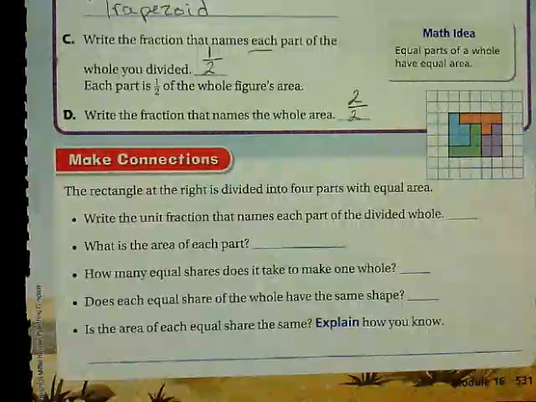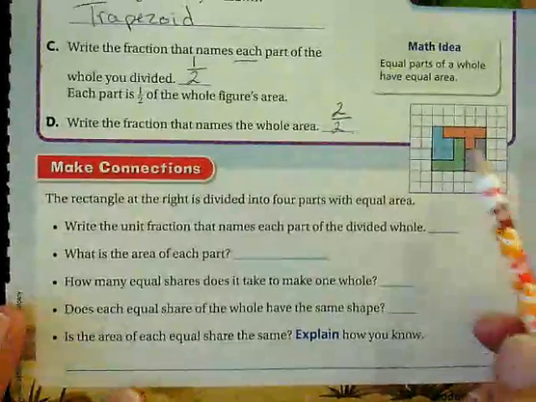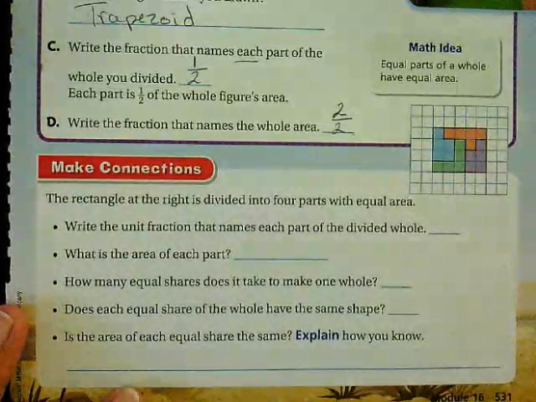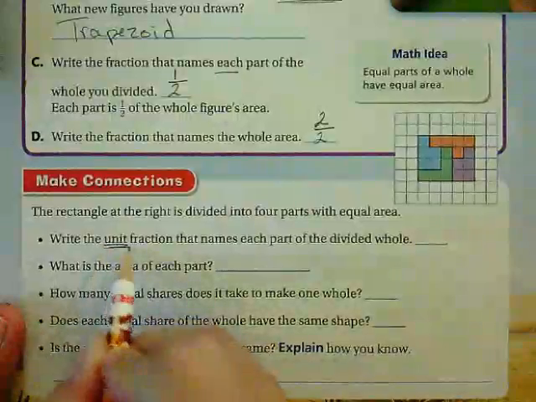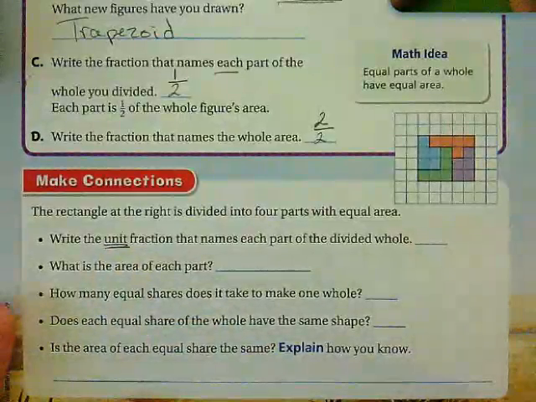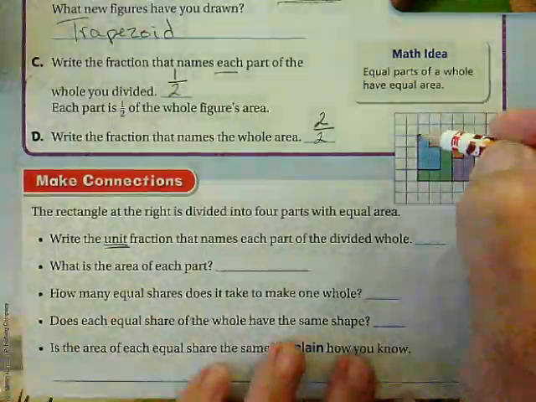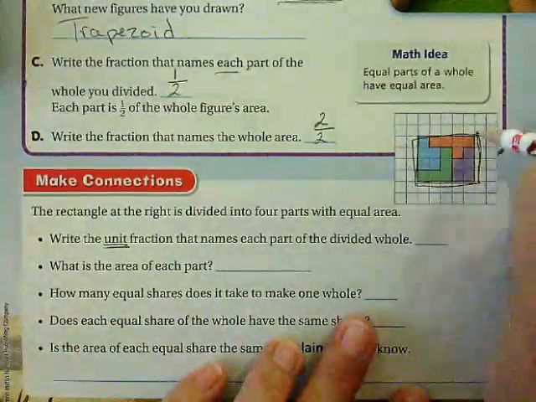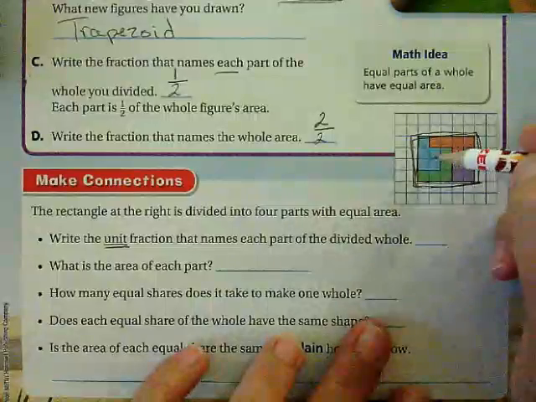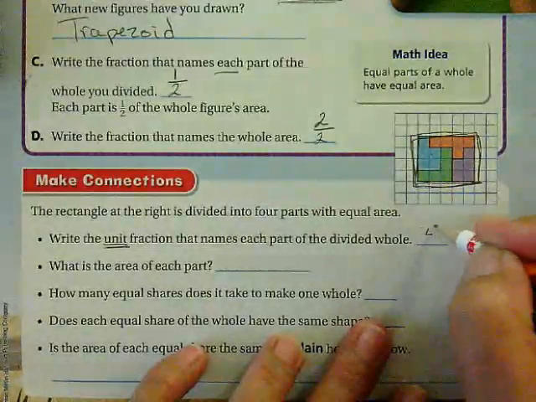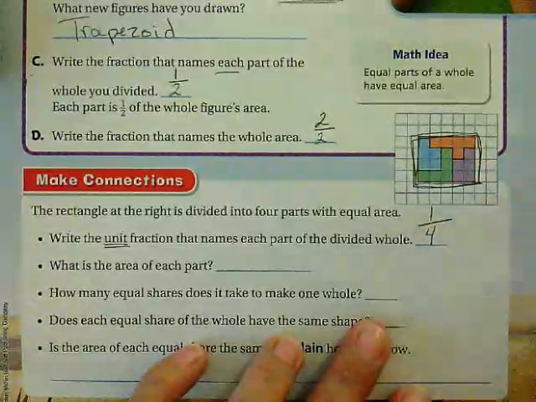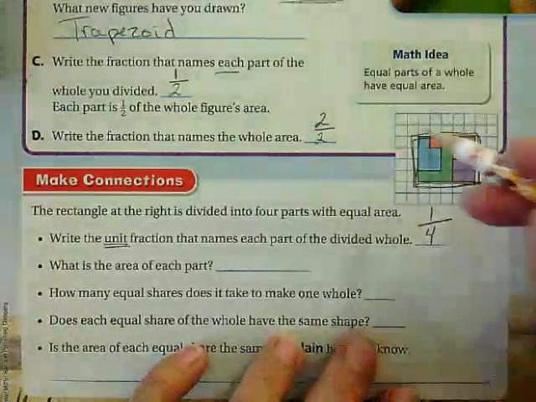Let's do one more. Let's make some connections. It says the rectangle, this one right here, at the right is divided into 4 parts with equal area. Write the unit fraction that names each part of the divided whole. Okay, so if I'm going to do a unit fraction, I need to know how many parts I have in this rectangle. How many parts do I have? Well, I have the blue, the green, the purple, and the red. So that's 1, 2, 3, 4 parts. And if I just want to talk about one unit, that means I'm talking about 1/4 of my whole rectangle.